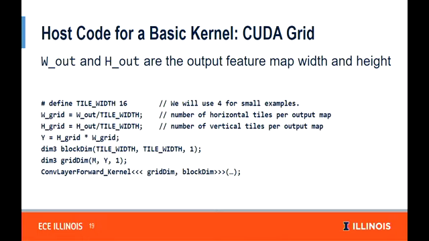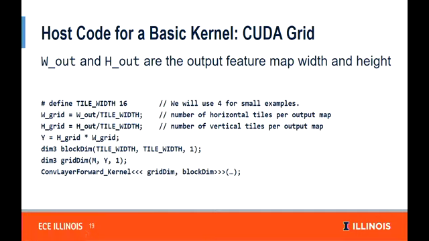So this is the host code that will implement a base kernel, and basically it implements exactly what we talked about. So we have the W grid and H grid, which is the division of the output feature map dimensions by the tile width.